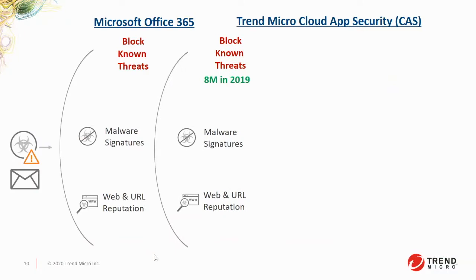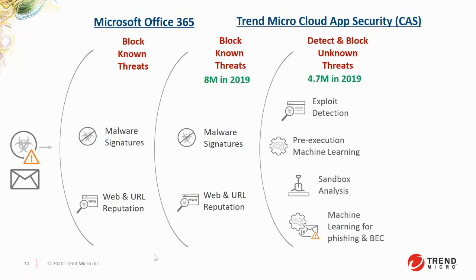So with Microsoft Office 365, they can block the known threats through their malware signature and web and URL reputation. With the same technologies, we could block 8 million threats in 2019 that couldn't be blocked by the Office 365 malware signature and web and URL reputation.